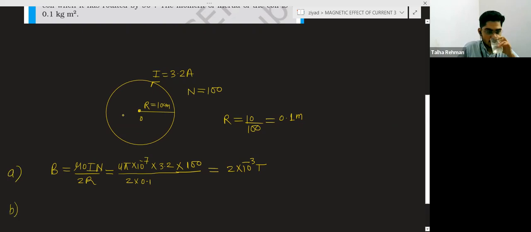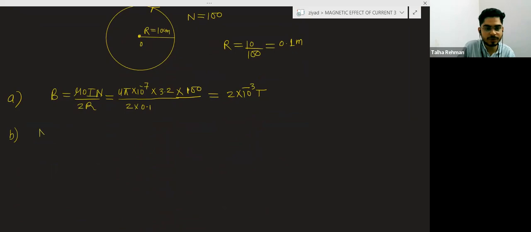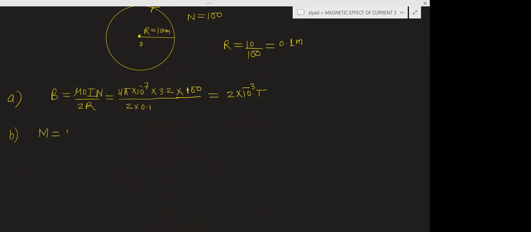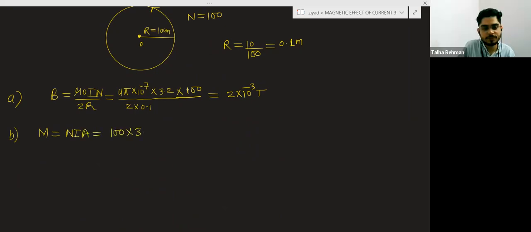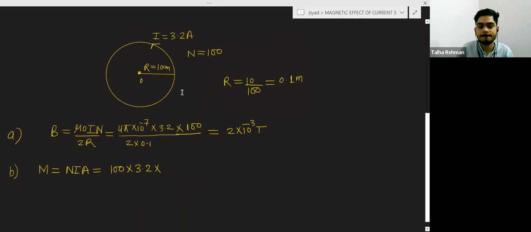For B part, they are asking what is the magnetic moment of this coil. The formula of magnetic moment is M equal to NIA. N is 100, current is 3.2 ampere. Now the area of the circle is pi r square, pi into 0.1 square, very simple. So this will come out to be 10. The unit of current is ampere and area is meter square, so this is 10 ampere meter square.